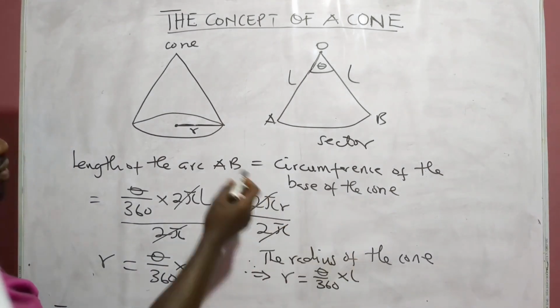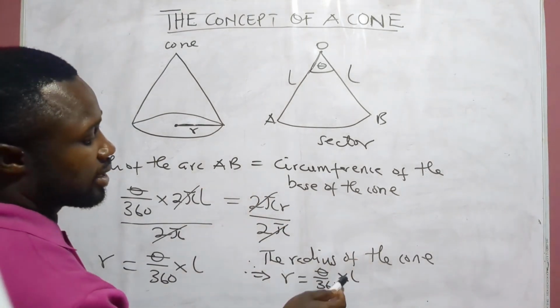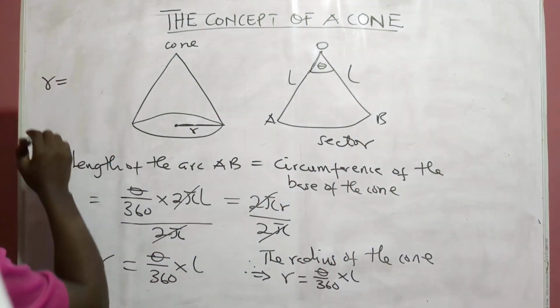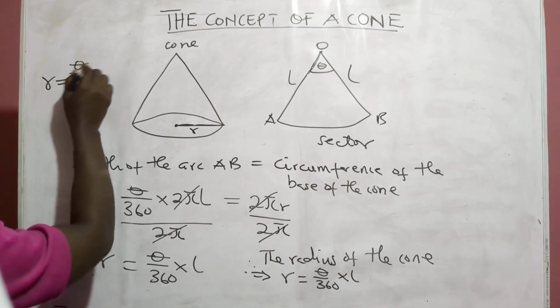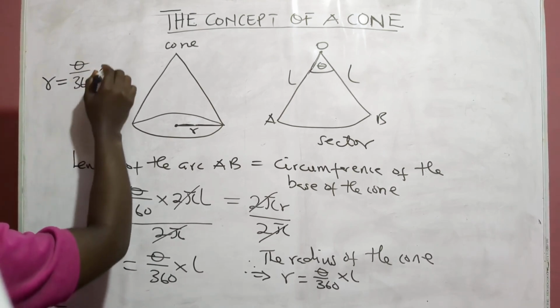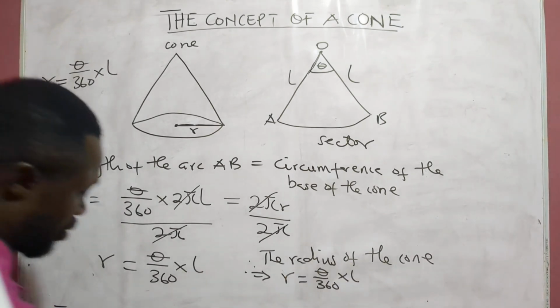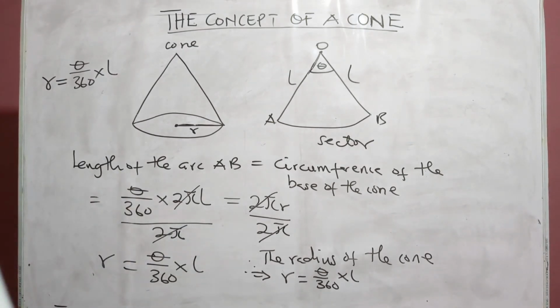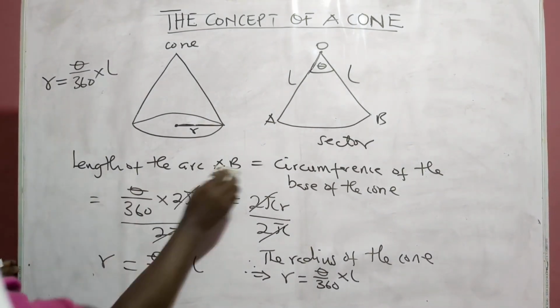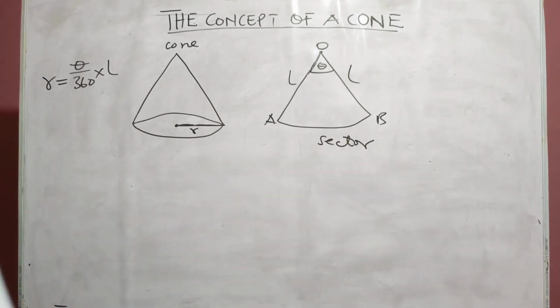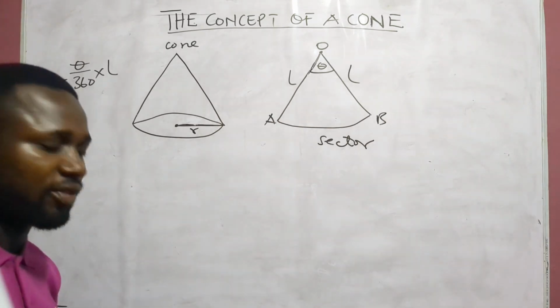So this is the radius of a cone: theta on 360 times L, where L is the radius of the sector. That is the radius of the cone. So now, since you have gotten the radius of the cone, let's now come to the curved surface area.